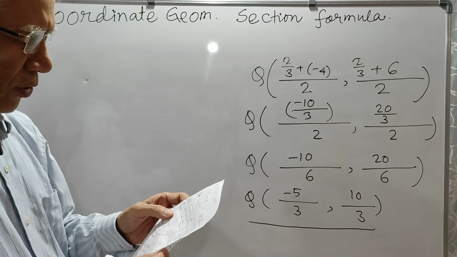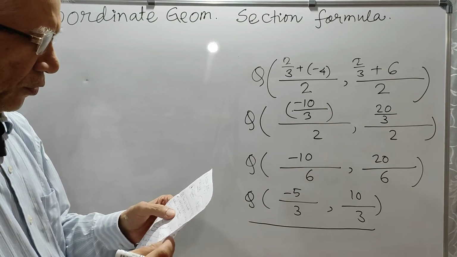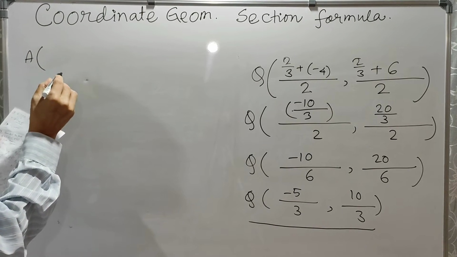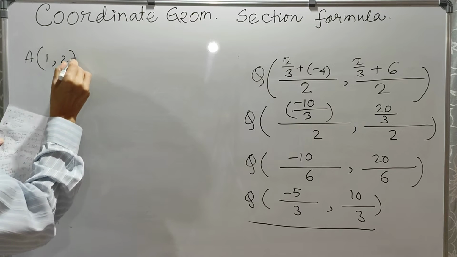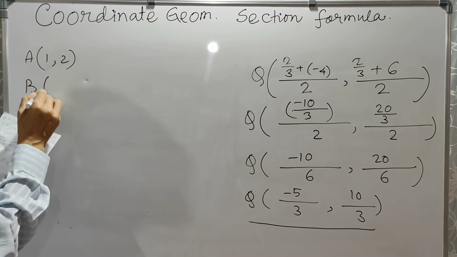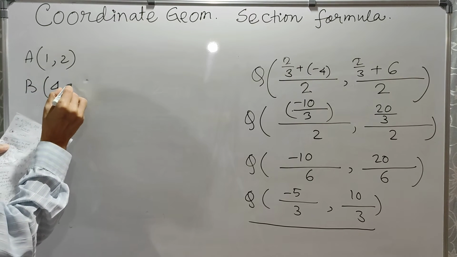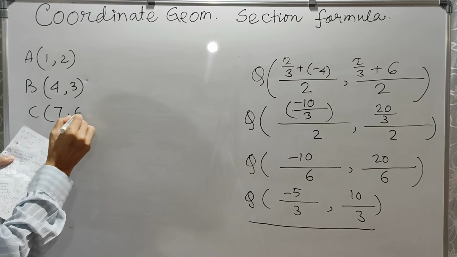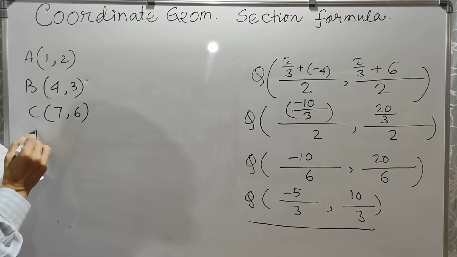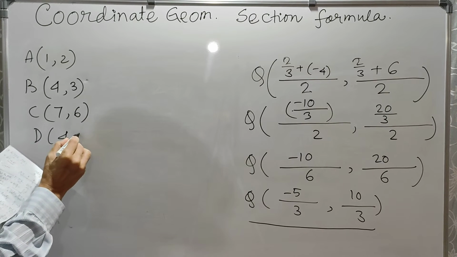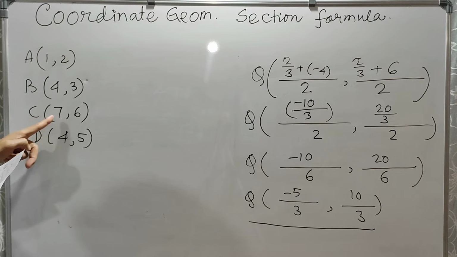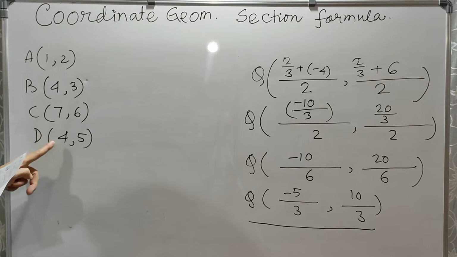Show that the points taken in order form a parallelogram. Now say these points are given. A is 1, 2 and B is 4, 3. C is 7, 6 and D is 4, 5. So these 4 points are given. Coordinates of A 1, 2, coordinates of B 4, 3, coordinates of C 7, 6, coordinates of D 4, 5.